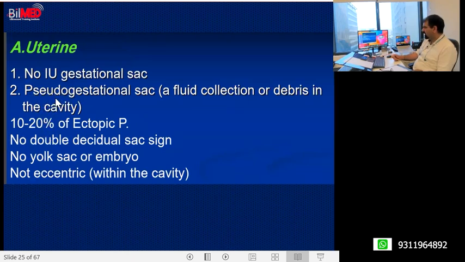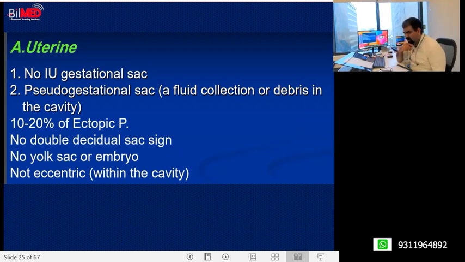No double decidual sign, no yolk sac or embryo, and this pseudo-gestational sac is not eccentric. It is within the center. So this is what is written, not eccentric. Those who have taken the early pregnancy course understand what I am saying, that this is not away from the center. This is in the center.